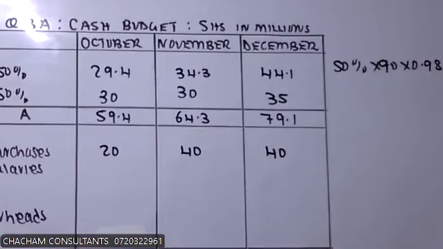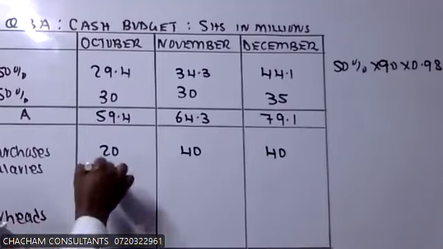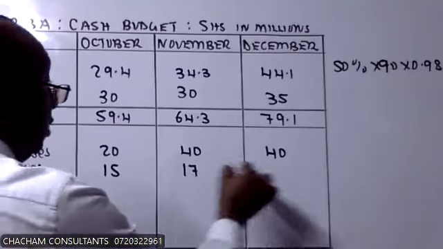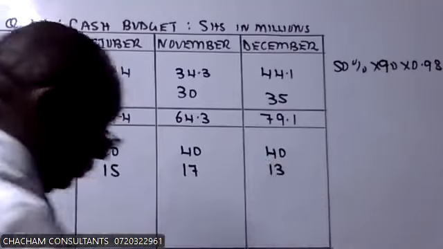We go to salaries and wages. Now, salaries, we are told that employees are paid in the month in which the wage or salary is earned. So that means we pay per month. October, we pay 15. November, 17. And the last month, we pay 13.